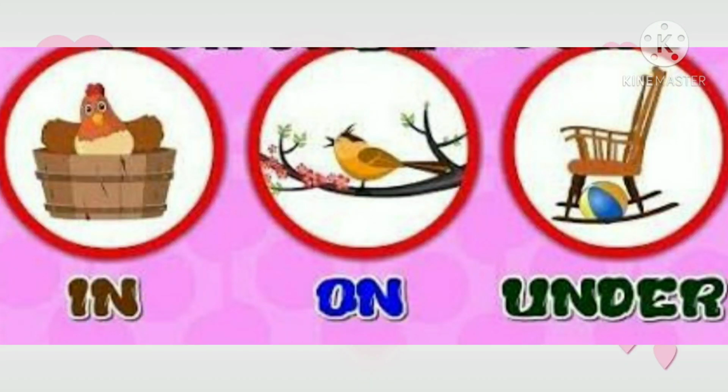Let us see some more examples. What is the first picture? Where is the hen? Yes, the hen is in the basket. And second picture, where is the bird? Yeah, the bird is on the branch of a tree. And third picture, where is the ball? Yeah, the ball is under the chair.